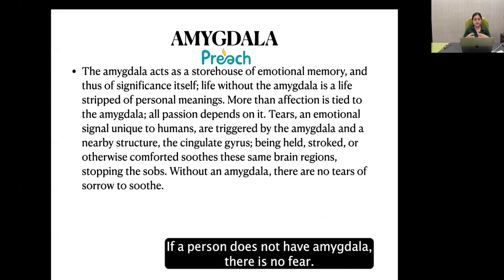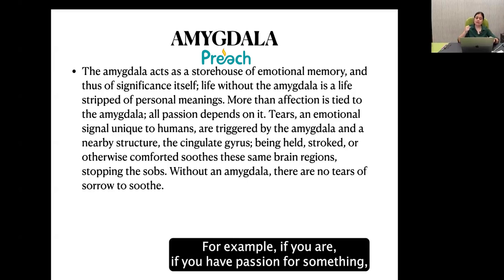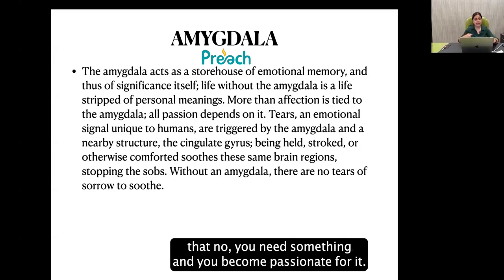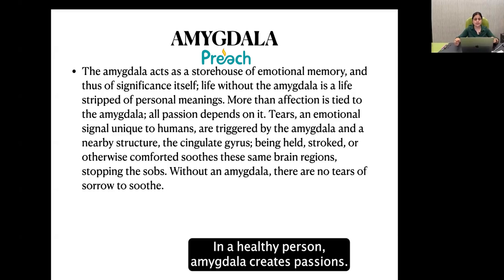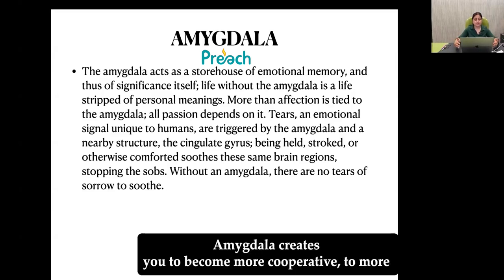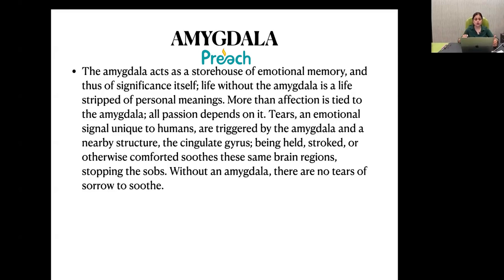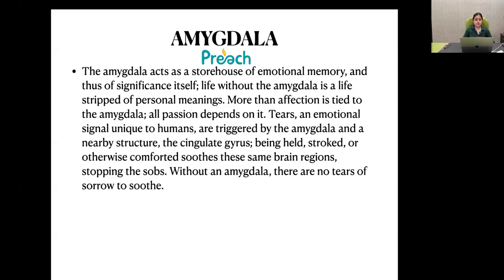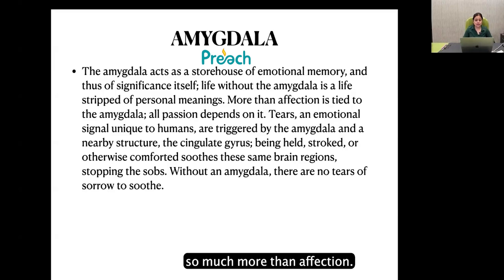If an animal or a person does not have an amygdala, there is no fear. For example, if you have passion for something, that means you need something. That means the amygdala has created a fear that you need something, and you become passionate for it. In a healthy person, the amygdala creates passions. It makes you more cooperative, gives more ambition and passion in life. All these are also functions of the amygdala. So more than affection, it is tied to the amygdala. All passion depends on it.